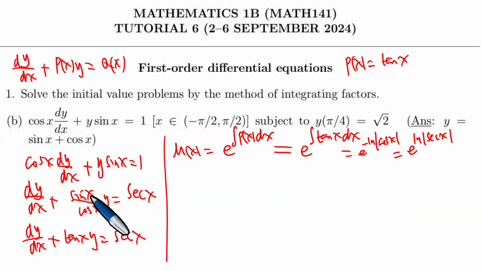So now what are we able to get out of this? Okay, this becomes the integrating factor. It relates to the secant on the right. So we're going to multiply both sides by this.